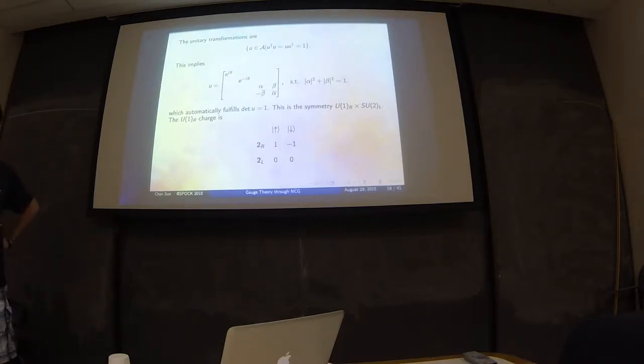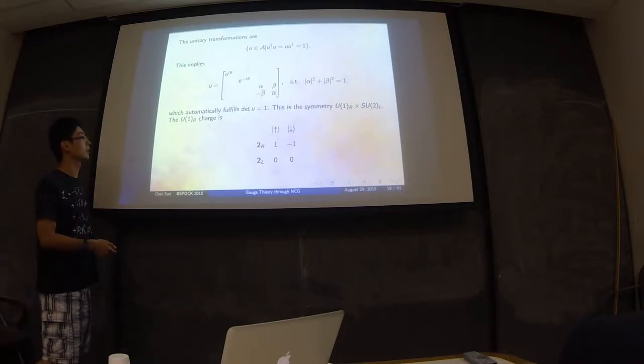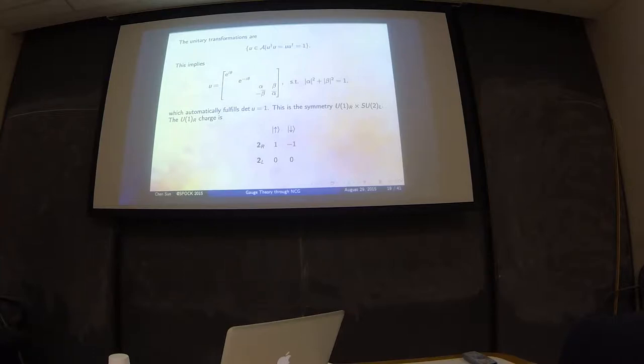And let's look at the transformation. The unitary transformation needs to be by elements that are unitary. With this condition, we know the top left block is a pure phase. And this part has an extra condition, which is that the sum of the squares equals 1. And from this transformation, we can simply read off the U1 charge. Because this U1 only acts on the right-handed sector, I call it U1R. And the U1R charge here is like this: 1 and minus 1 for the right-handed sector, and 0 for the left-handed sector.